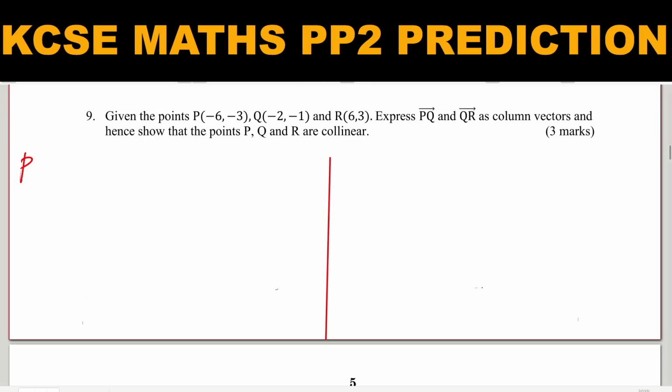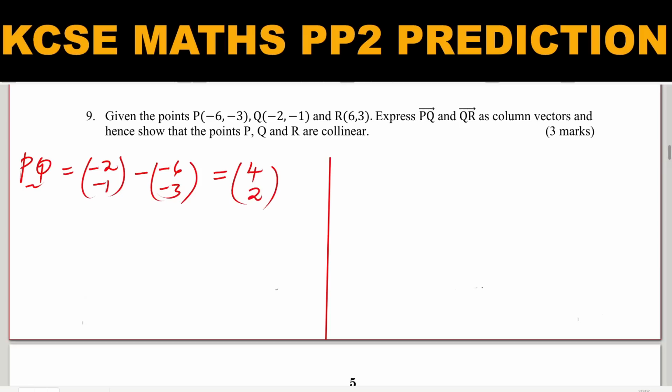So PQ, we start with PQ. Now to get vector PQ, we are going to take the position vector of Q. We write it in column form, which will be (-2, -1). Then we subtract the position vector of P, written in column form, (-6, -3). Then -2 plus 6 will be 4, then -1 plus 3 will be 2. So that is vector PQ.